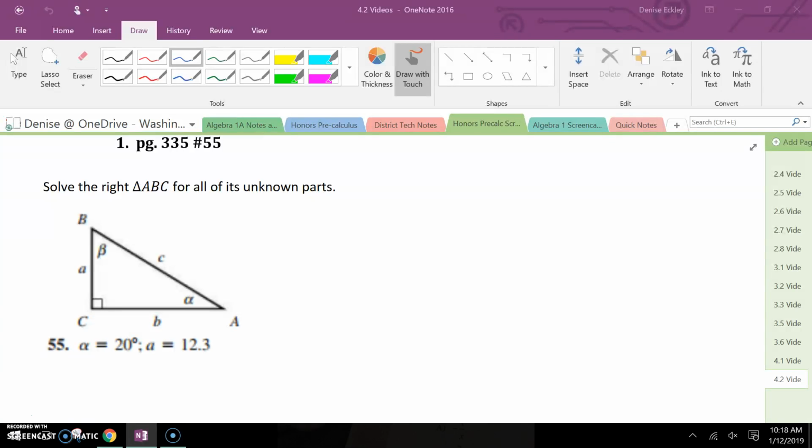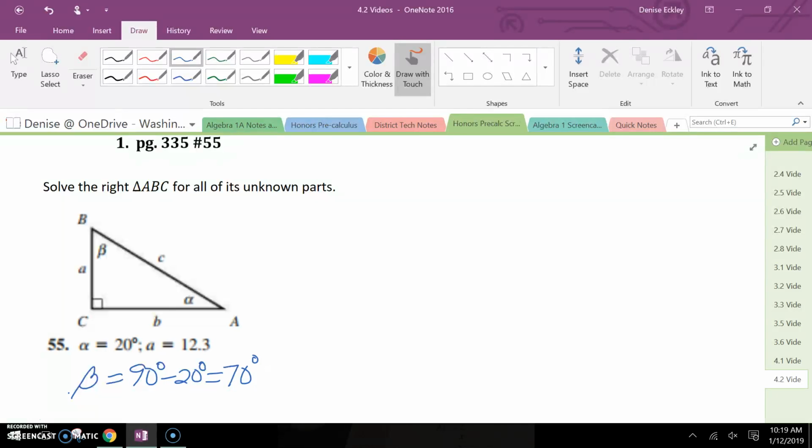Now the first one I like to find is beta. It's the easiest one because we know that the angles of a triangle have to add up to 180, and one of the angles is 90 degrees, so alpha and beta have to add up to 90 degrees. So beta is going to equal, let me write that a little nicer, beta is going to equal 90 minus 20 degrees. So beta is going to be 70 degrees.